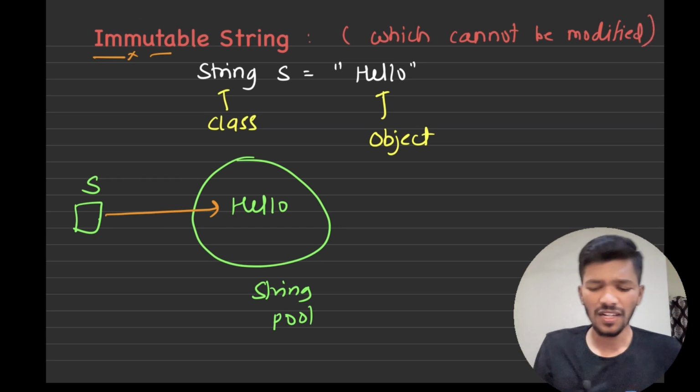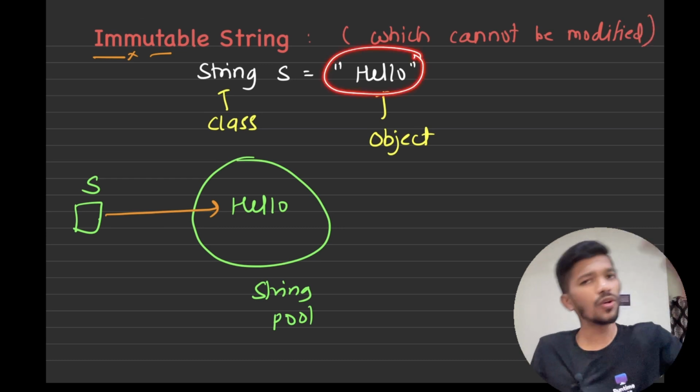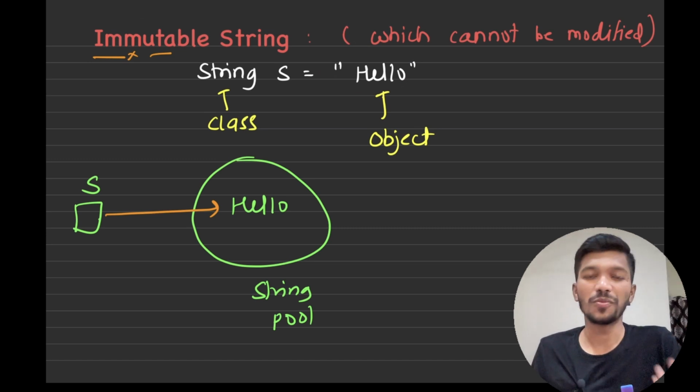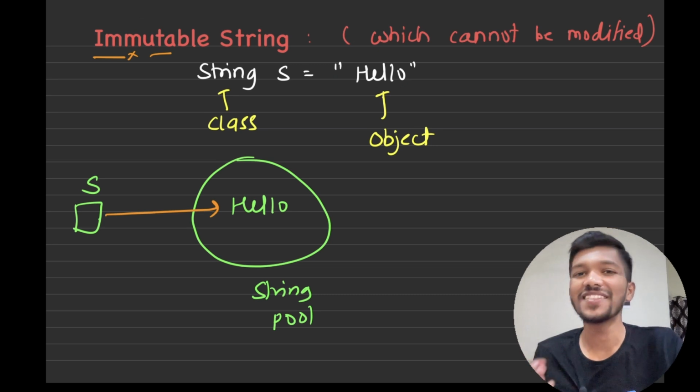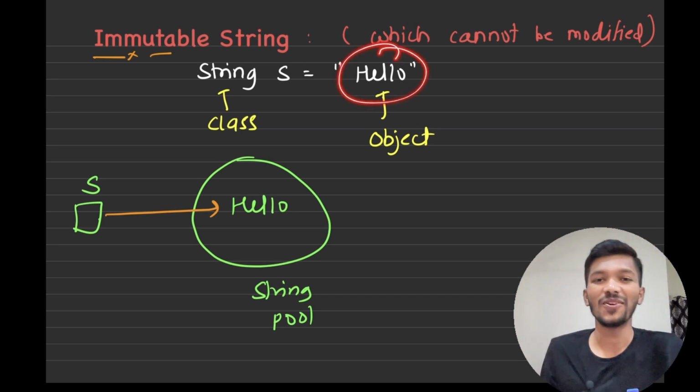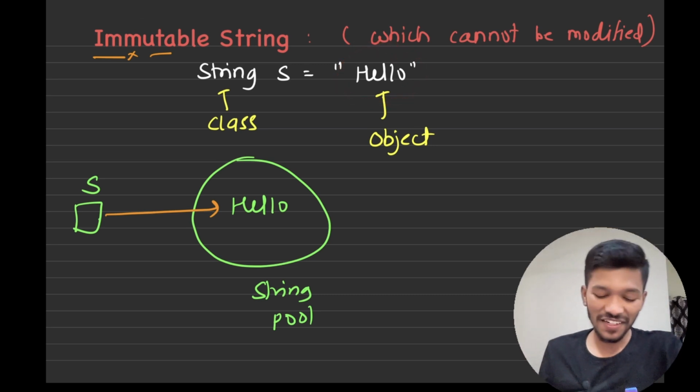Now what does it mean? Does it mean that if I declare hello, throughout my program this hello will not be changed? Yes, this hello will not be changed. Now what will happen if I try to make some changes to my object, that is what we call hello? If you try to make any changes, it will create a new copy.